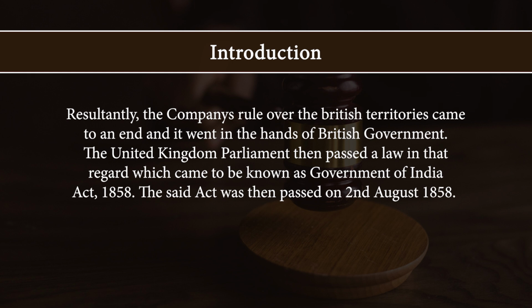Resultantly, the company's rule over the British territories came to an end and it went into the hands of the British government. The United Kingdom Parliament then passed a law in that regard, which came to be known as the Government of India Act 1858. The said act was passed on 2nd August 1858.